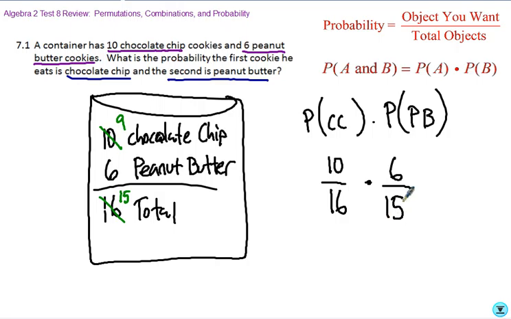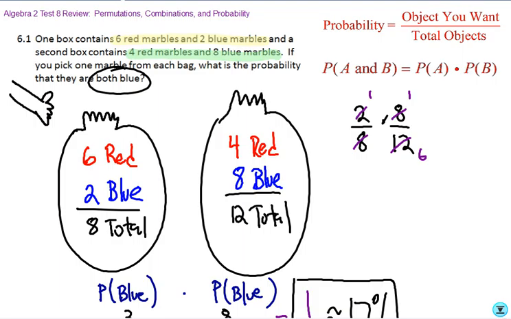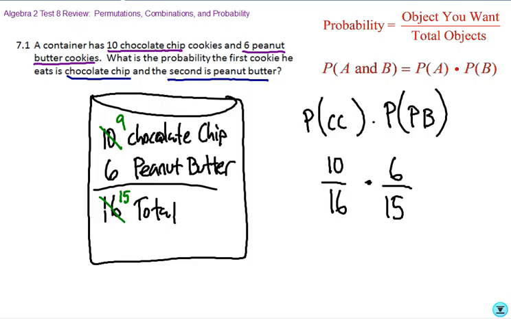So again, the difference there, as compared to the last one, is that we had 2 separate containers. So what I took out of one bag did not affect or impact what happens out of the second bag. But in this case, we're saying they're in the same container, so when you take one out, you now have one less. So we have to kind of update our tally there. Now once we have our 2 fractions, now we can just do some cross-canceling. Right, 10 doesn't go into 15, but 5 goes into both of them. 6 doesn't go into 16, but we can divide both by 2.